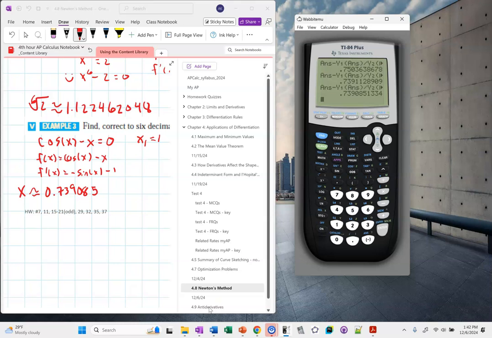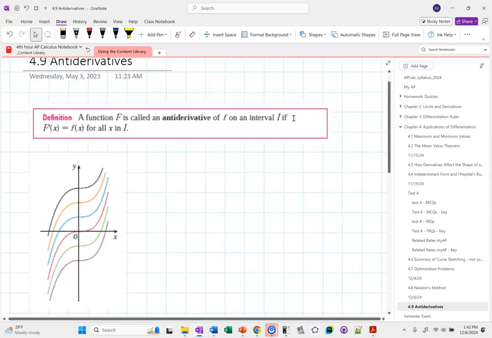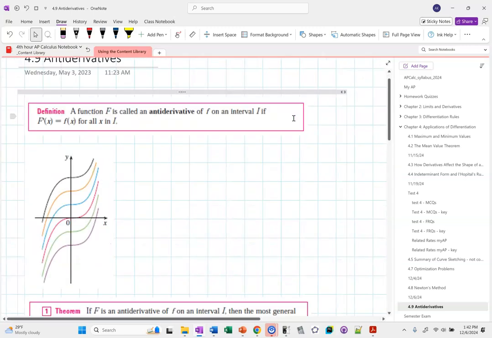All right. So our last section we're going to be talking about is antiderivatives. So the question here is, if I have a derivative, can I recover the function that I differentiated to get the derivative? So it's going backwards, what we're trying to do here. So we say a function F is called the antiderivative of f on an interval I if F prime of x is equal to f of x for all x in I. Right? So if I have a function I differentiate, I get the derivative, must have been the antiderivative.